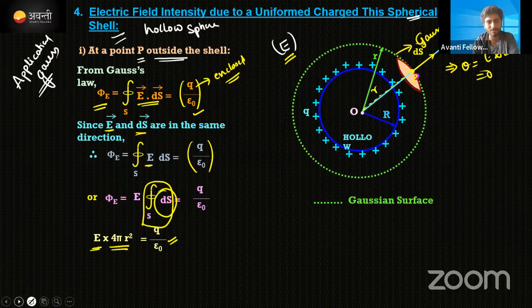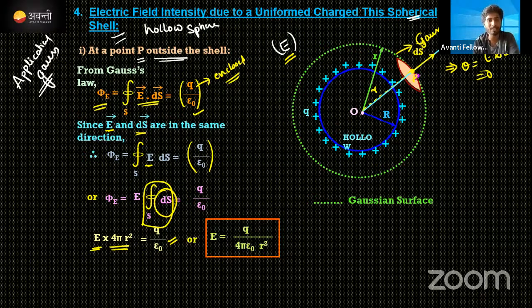Then if I take this right side, we will get the E value equal to q divided by 4 pi epsilon naught into r square. Is it clear for everyone? Actually, this is the value of electric field intensity due to the sphere, outside of the sphere. This is a shell, at a point situated outside of the sphere.